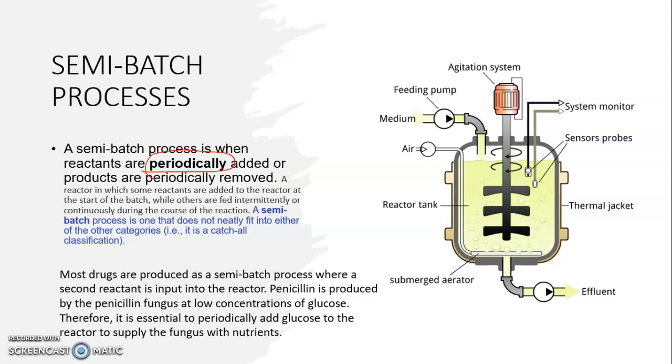Okay, normally semi-batch process is used in drug production. Okay, contohnya penicillin. Penicillin is produced by the penicillin fungus at a low concentration of glucose. Therefore, it is essential to periodically add glucose to the reactor to supply the fungus with nutrition. Okay.